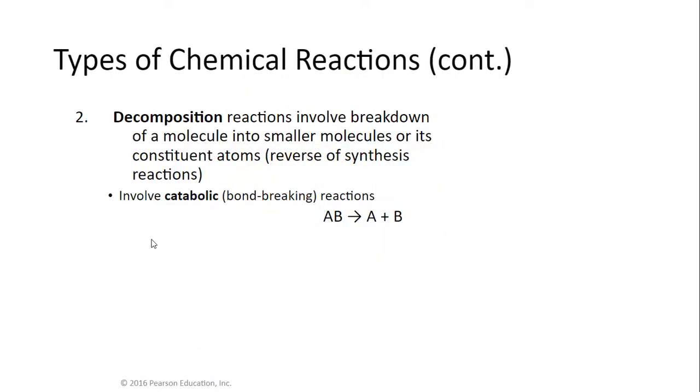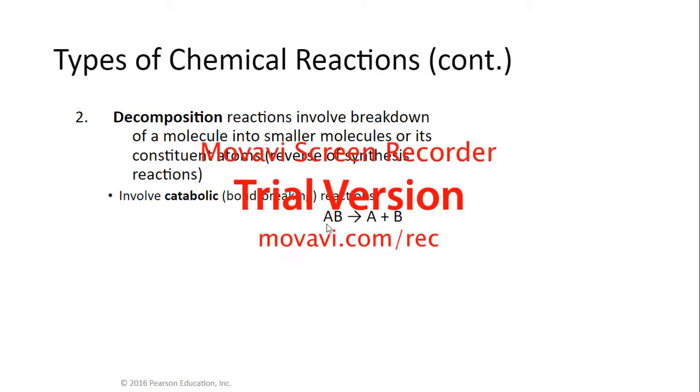All right, so decomposition reaction is the opposite, catabolic. In this case, you're breaking things down. So you're gonna take a more complex molecule and break it down into smaller molecules. So AB broken down to A plus B, okay?